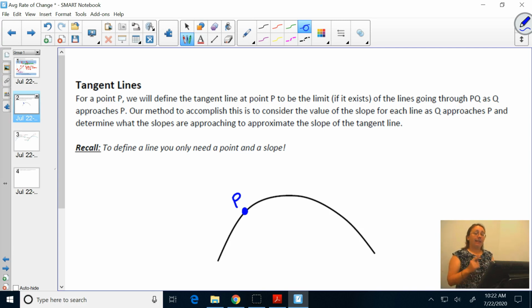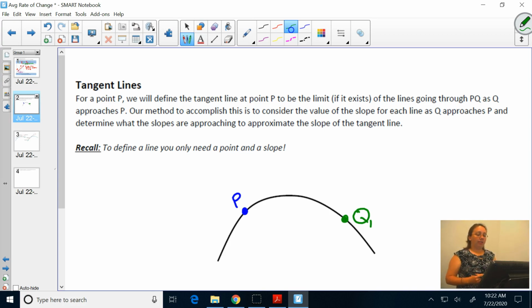To be the limit, if it exists, of the line going through PQ, from P to Q, as Q approaches P. So let's pick a Q point. Let's pick one over here. Okay. So Q is going to get closer and closer to P. P is fixed. P is not going to move. But Q is going to keep continuing getting closer. So let's call this Q1. And then when we move it, we'll call them Q2 and Q3 and so on as we go towards P.